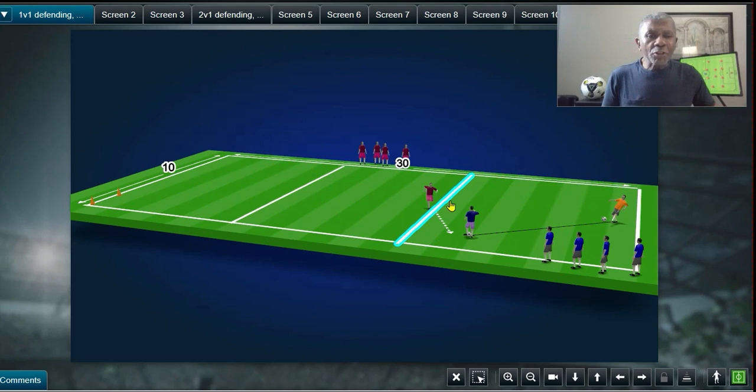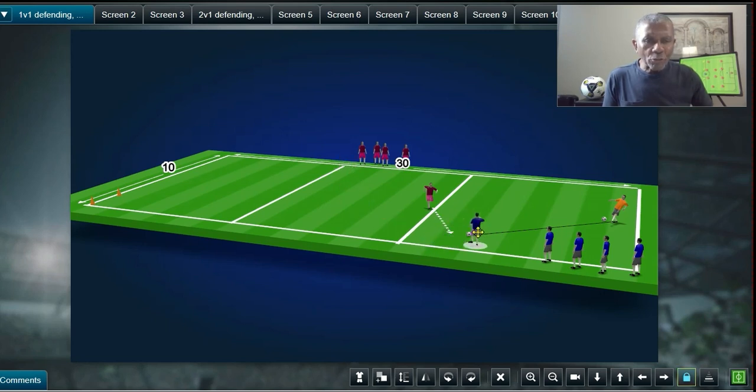When these two finish here, they switch. So we have a rotation. The blue players, attackers, go that way behind the red defenders, and the red comes over here behind. All right, let's go here.